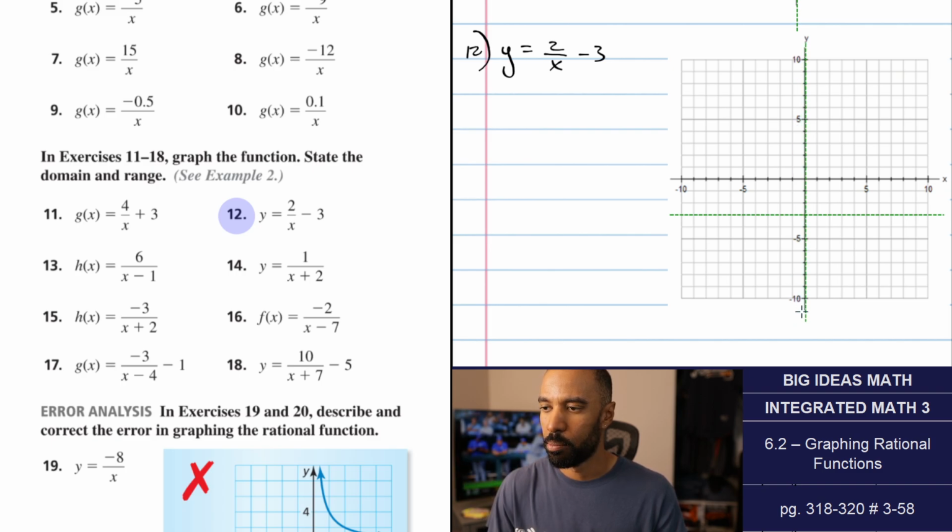And now we divide 2 by certain numbers. Not my favorite. I like bigger numbers like 6 and things like that. 8 and 6 are probably my favorite ones.